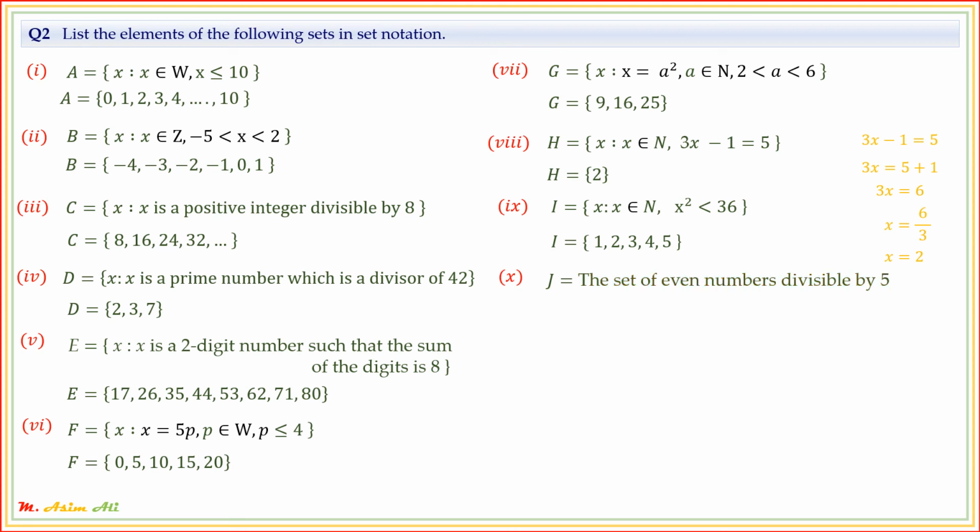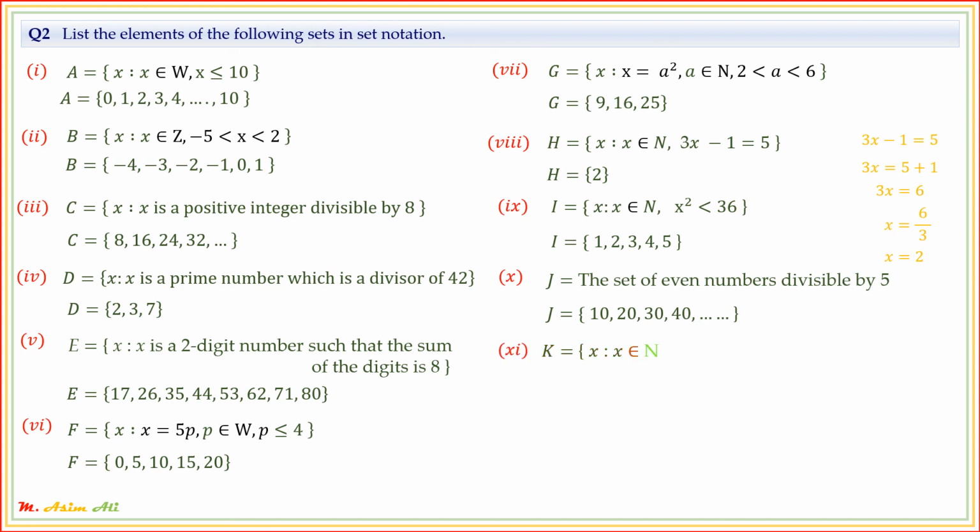10th example, J, the set of even numbers divisible by 5. For example, 10 is divisible by 5, and it is an even number. Next we have 20, which is an even number and divisible by 5. So we will write all the even numbers which are divisible by 5. They are in fact the multiples of 10.